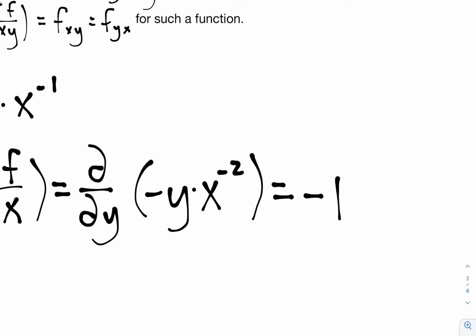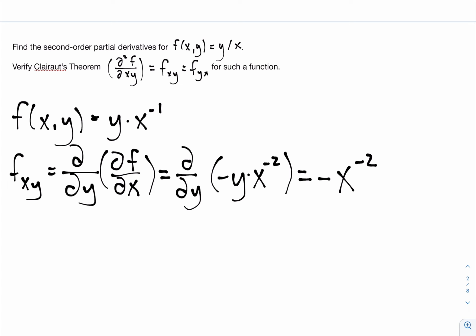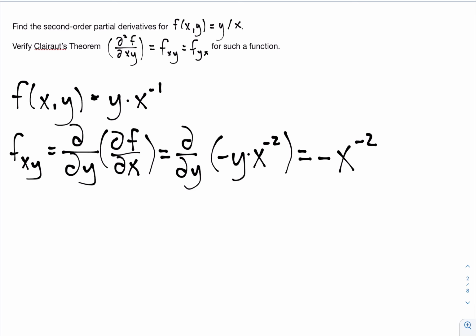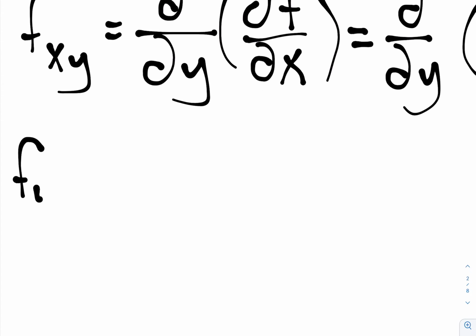Okay, so it's going to be negative 1 times x to the negative 2. So that's really just negative x to the negative 2. Okay, so this is the partial derivative, f sub xy, negative x to the negative 2. Now we're going to try and verify Clairaut's theorem by differentiating in the opposite order and seeing if it's equivalent.